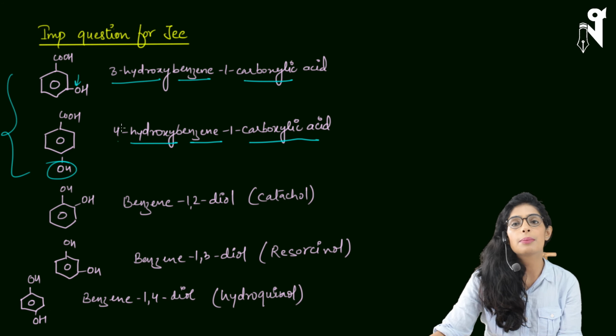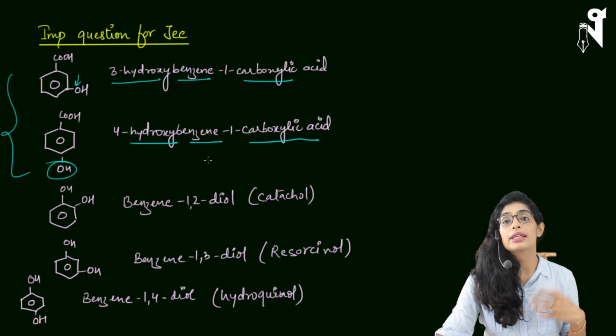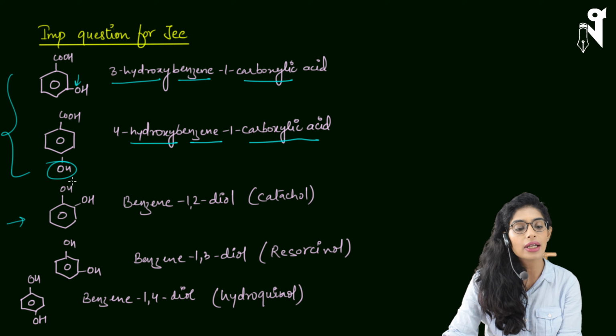So these compounds are pretty important for competitive exams in terms of their common names, their structures, and their names and everything. Now we have another compound that we can have for alcohols, which is benzene with one OH and another OH.